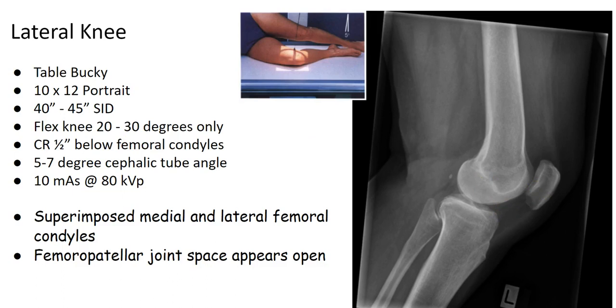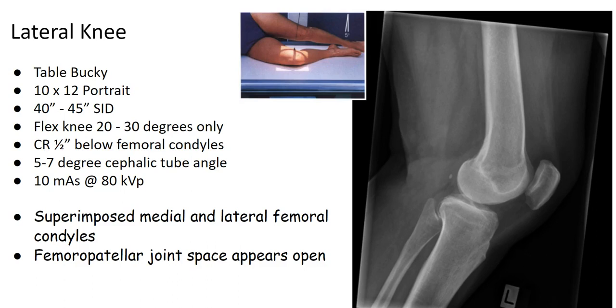Okay, so we're still centering at the knee joint, so about a half inch below the condyles here in this case. And, you know, certainly I would encourage you to still put your finger at the apex of the patella and center there. I think that's appropriate. Now we have to add a tube angle. And notice our tube angle is 5 to 7 degrees. Here's why we use the tube angle.